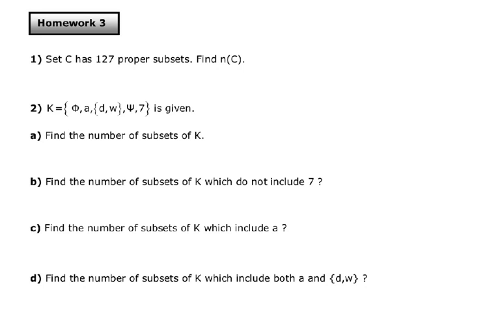Okay, question 1. Set C has 127 proper subsets. Find n(C), the number of elements of set C. Well, we know that the number of subsets of a set with n elements is given by 2 to the power n. And we know that the number of proper subsets it will have is 2 to the power n minus 1. So if we equate this to 127, we then just need to solve that equation to find n.